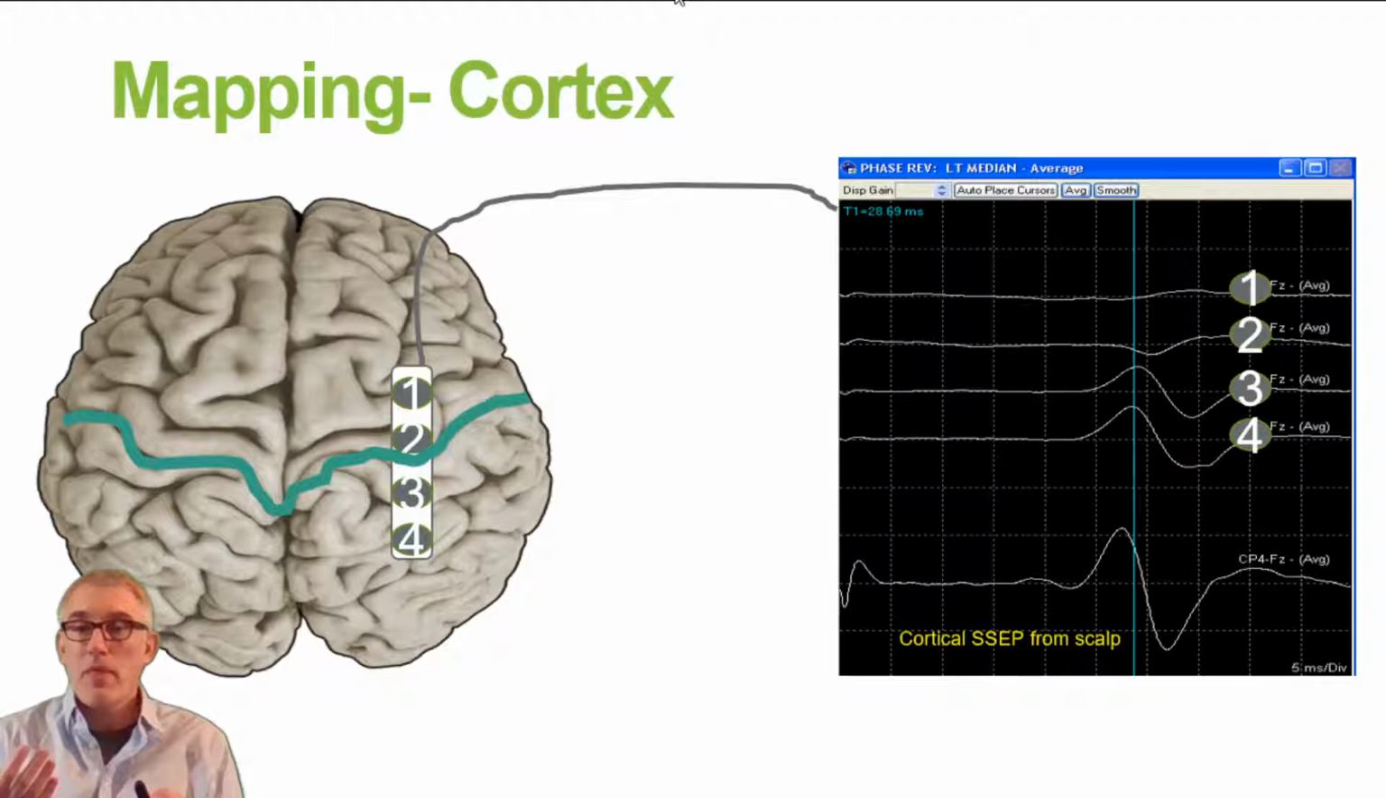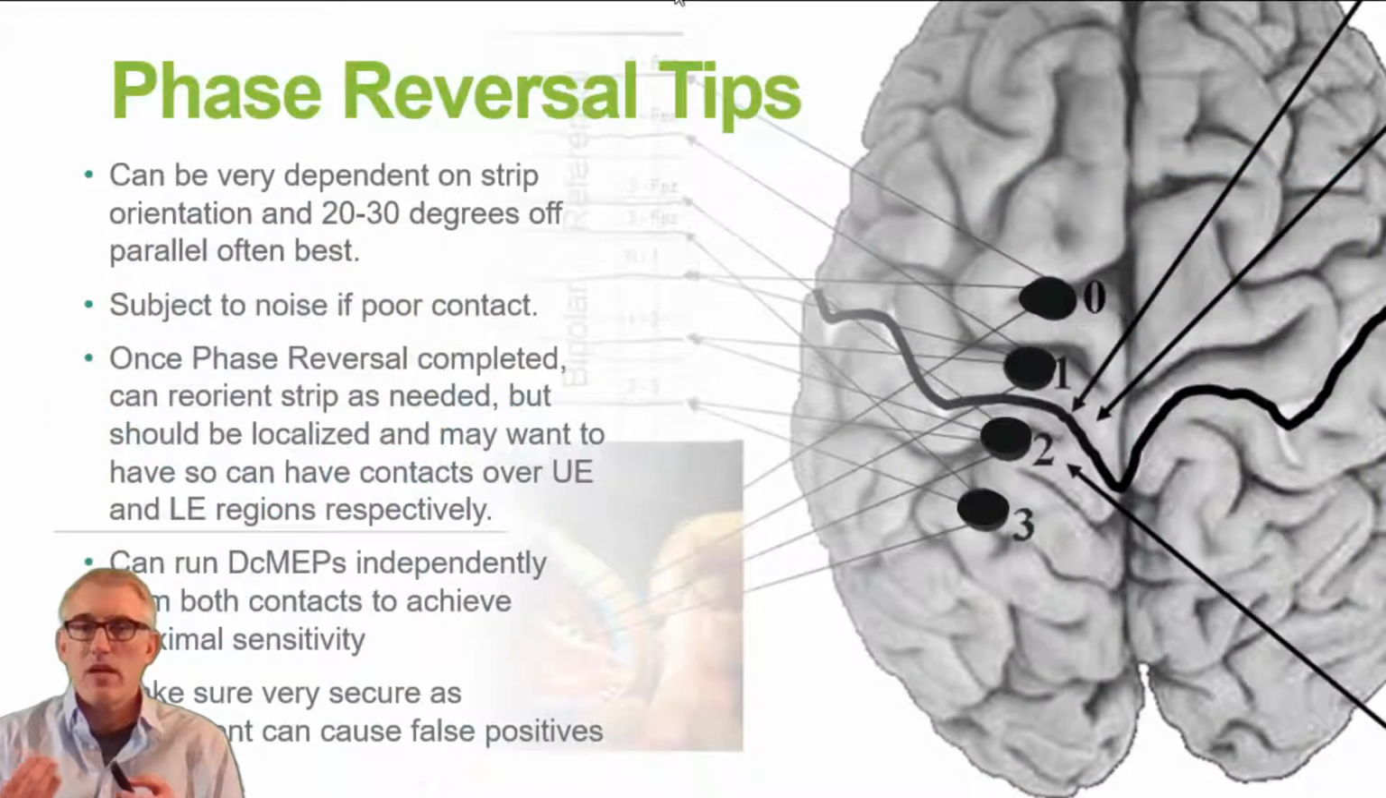In this example, that occurs between contacts 2 and 3, and thus the central sulcus is likely between contacts 2 and 3. A couple things to note about phase reversal. It's not always textbook. It can be very dependent on strip orientation. Often the ideal orientation is 20 to 30 degrees off parallel. It's very subject to noise if those contacts aren't making great contact with the brain surface.